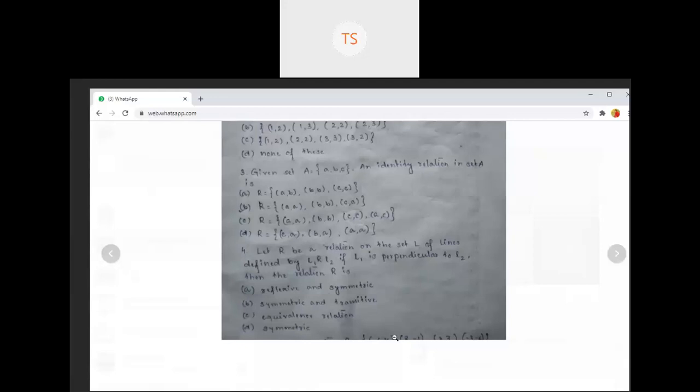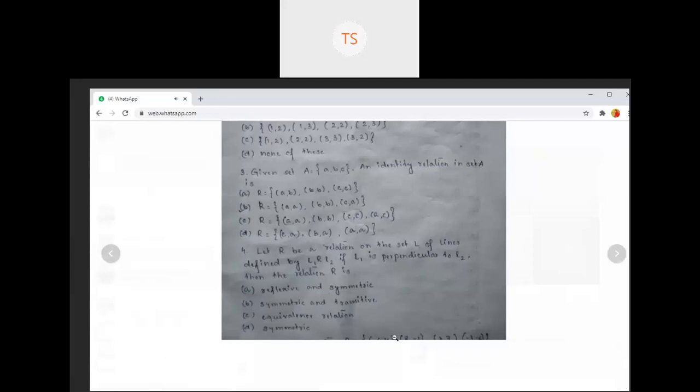So you have to check from options B, C and D, because the reflexive property is already not satisfied. So we will neglect option A. Then next is the symmetric property. What do you mean by symmetric property? If L1 is perpendicular to L2, can we say that L2 is also perpendicular to L1?